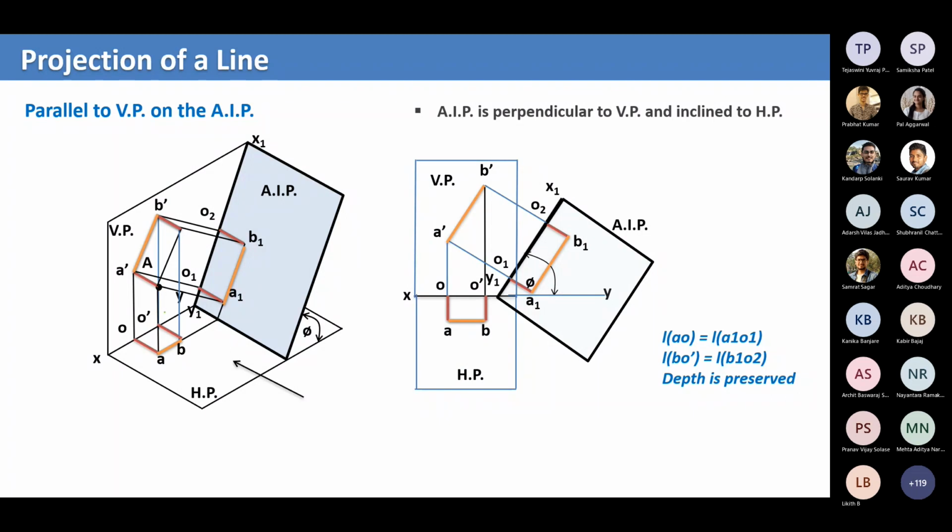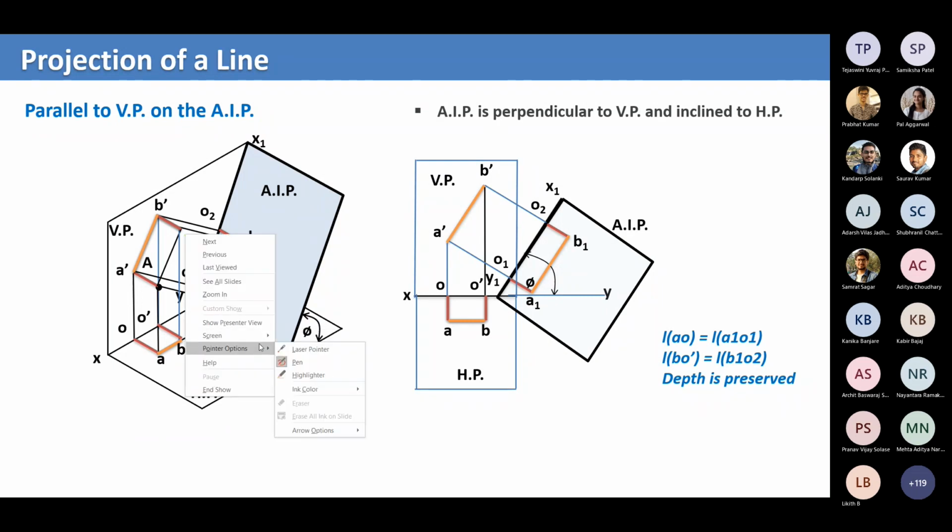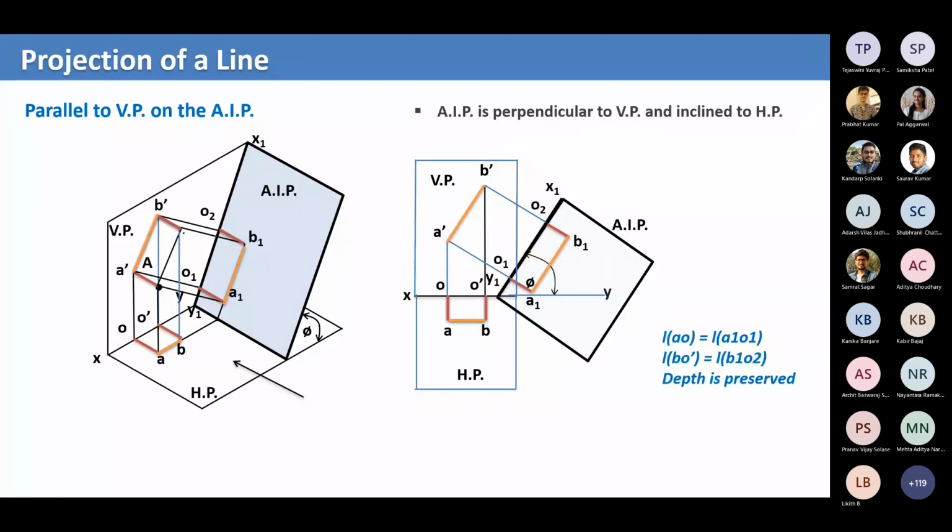So where is the line? This is the line. Wait, it's not labeled. Let's label it. Yeah, this is B. This is the point which we are talking about. This is the second point. This is the first point A. Okay, now is the diagram clear? So now this line AB is parallel to VP.